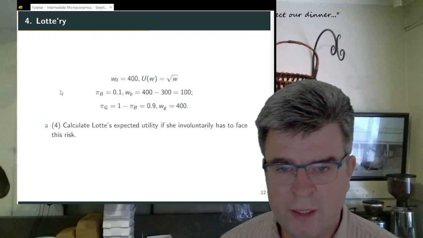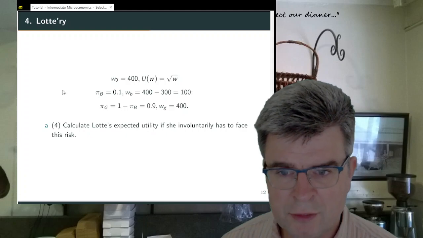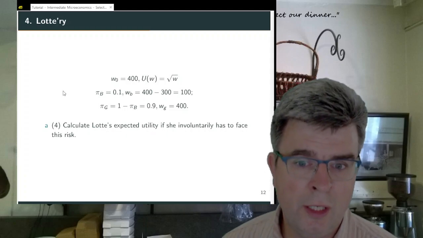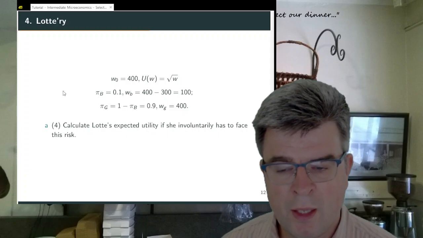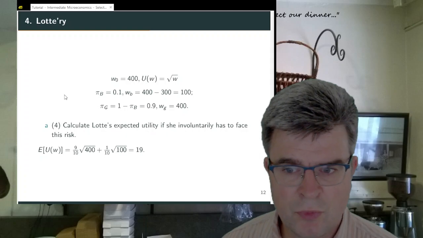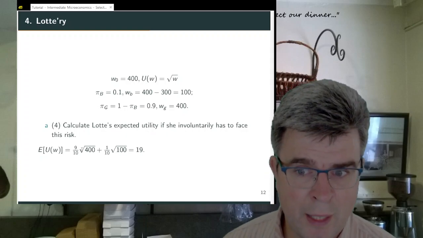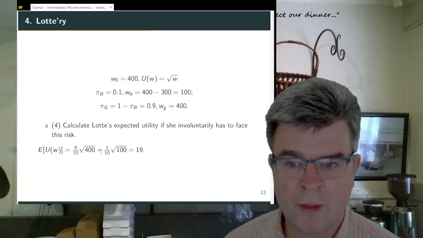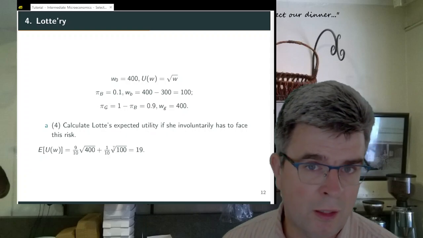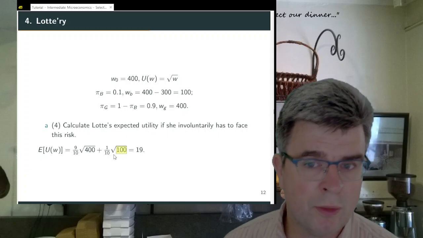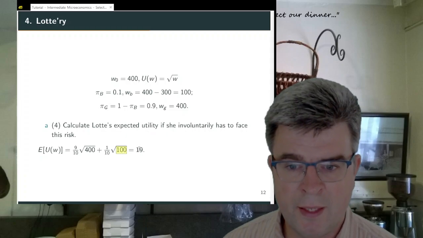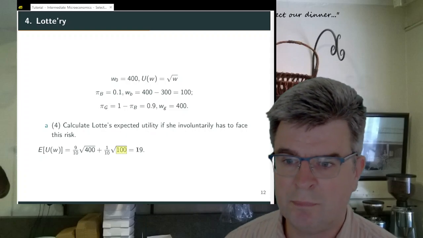So this is a summary of the information in the description of the exercise, and in exercise A, the task is very easy. We need to compute Lotte's expected utility if she involuntarily has to face the risk. So this is straightforward. With probability 9 over 10, nothing will happen. Her final wealth will be 400. In that case, her utility will be the square root of 400. With probability 1 over 10, she will lose 300. Final wealth will be 100. So final utility will be the square root of 100, and the expected utility therefore is equal to 19.